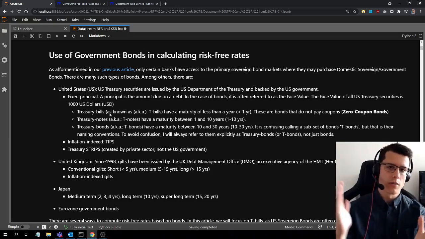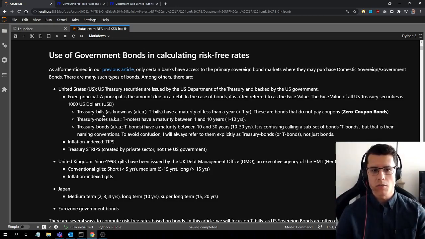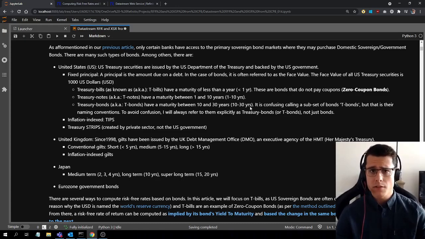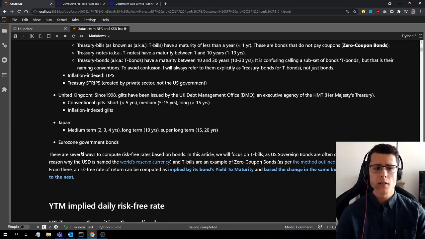You can buy them in any maturity. So maturity is how long the debt is for. So you can buy treasury bills, they mature at 1 year or less. Treasury notes, they mature at 10 years or less. Or treasury bonds, they go all the way to 30 years. You don't have to stick to US stuff from the treasury. You can go for United Kingdom ones, Japan. There's Eurozone government bonds. There's loads.